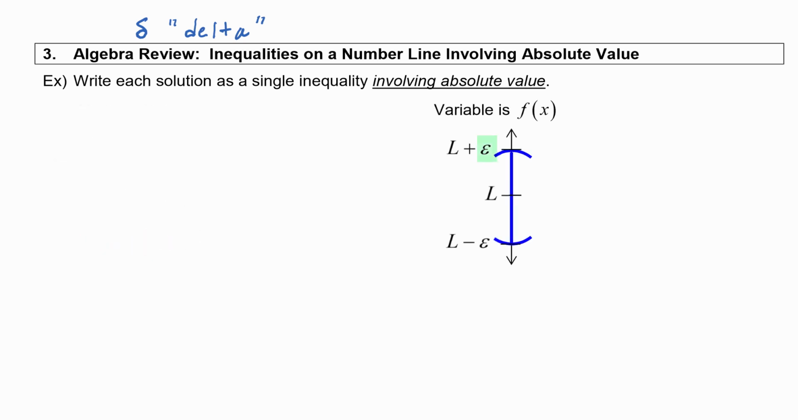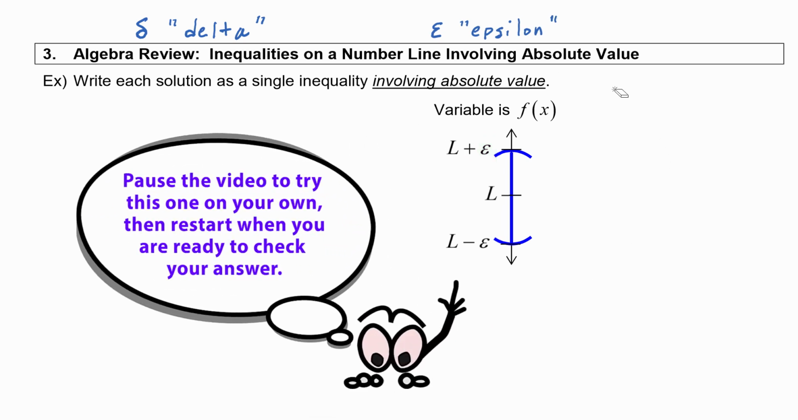Here we may have another new variable for you. This variable right here is called epsilon. I want you to pause the video, try this next one on your own, then restart when you're ready to check your answer.